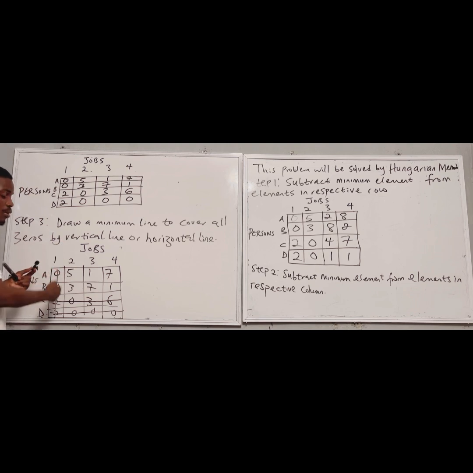But here, the number of lines that I draw is not equal to the order of the matrix. It means I have to continue. I have to make this one a 4 line. So how am I going to do this? I have to continue with my steps.